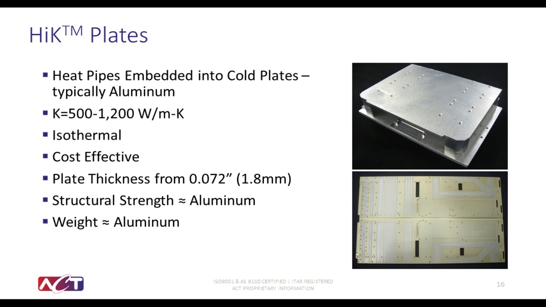The next advanced thermal design is a high K plate. When hot components are spread in multiple locations and maintaining isothermality is a concern, one can use a high thermal conductivity plate, or high K plate. A high K plate is one in which heat pipes are directly embedded into a heat spreader, effectively raising the thermal conductivity of the plate. The measured thermal conductivity will vary by design, but will typically fall between 500 to 1200 watts per meter Kelvin, and can range in thickness to the thinnest being 1.8 millimeters, or 0.072 inches.